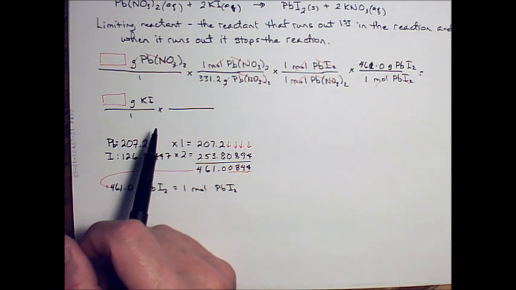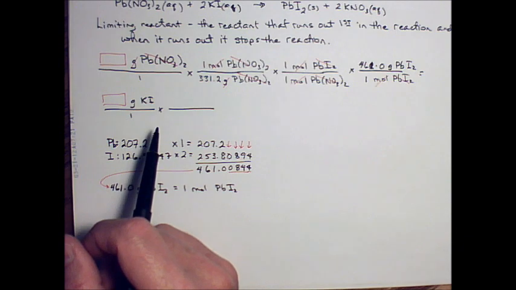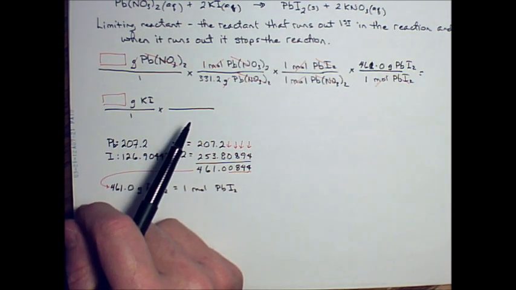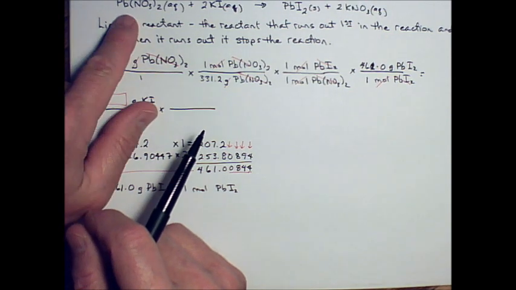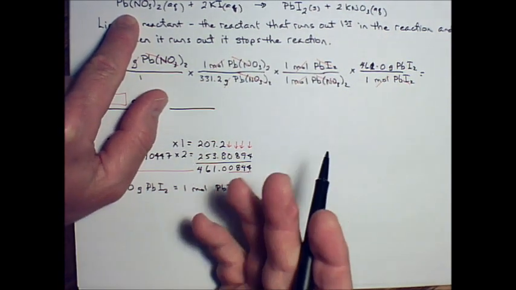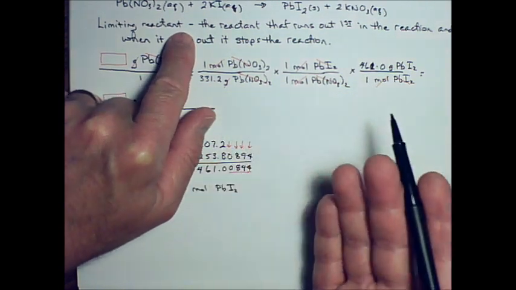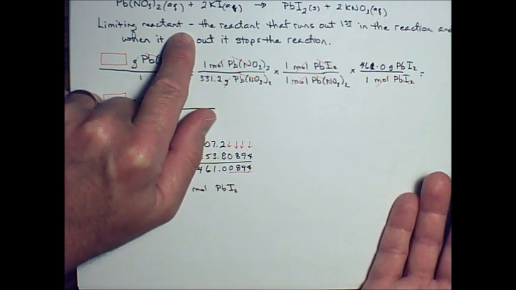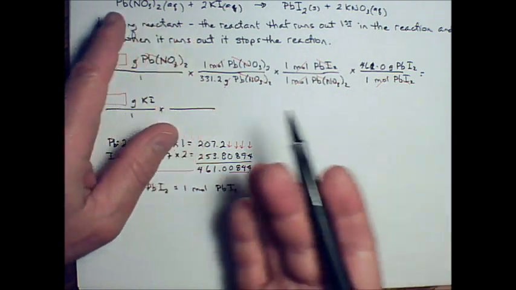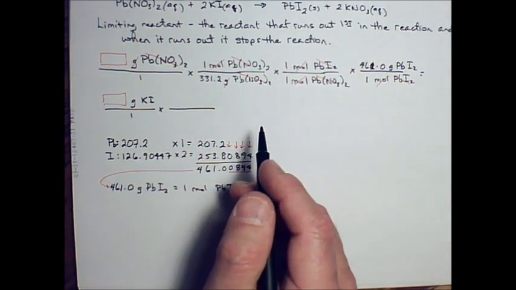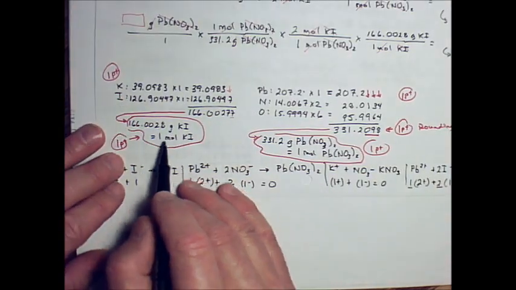If you do it properly, you will conclude that the limiting reactant is the same regardless of which of the two reactants you start your calculation with. If you start with one, you'll find out that's the limiting reactant. If you start with the other, you'll find out that it's the excess reactant, which just means the other one's the limiting reactant.